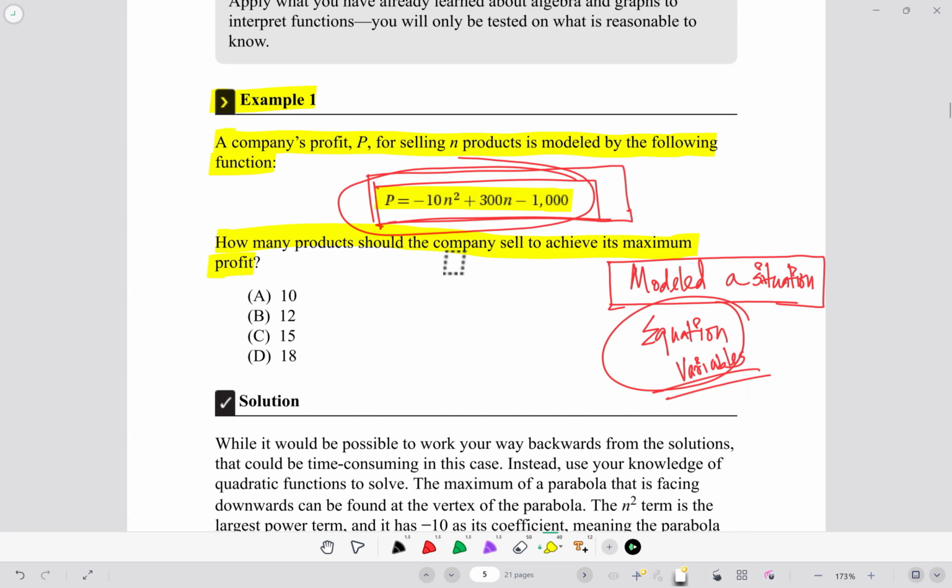So what you really need to do is think about how you can achieve the maximum profit. Should you do the option test? You can do the option test, but that is too time consuming. Since we are given particular options, 10, 12, 15, and 18, you can do the option test.